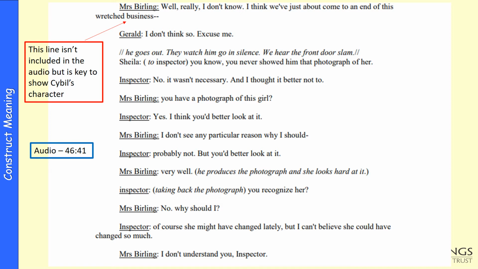You know, Inspector, you never showed him that photograph of her. It wasn't necessary. You have a photograph of this girl? Yes. I think you'd better take a look at it. You recognize her? No. I can't believe she could have changed so much. I don't understand you. You're not telling me the truth. I beg your pardon?